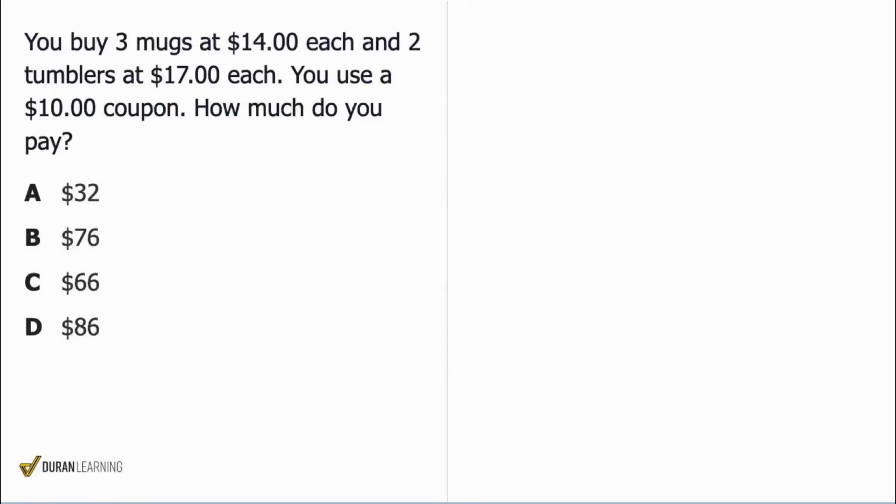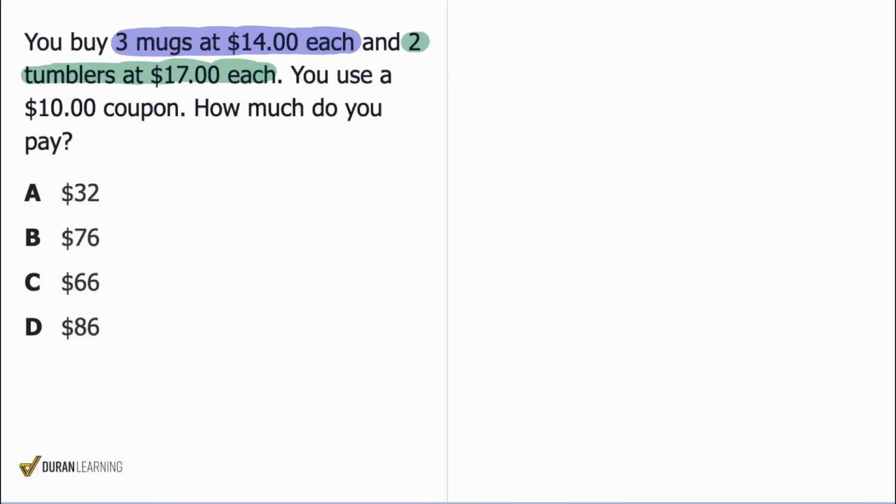Everybody, question on the use of the word each. How are we going to use that here? Are we going to multiply or divide? If we're trying to get to the grand total for spending, yeah, we're trying to multiply here. Let's go ahead and highlight some of these important details. Right here, we have 3 mugs, $14 each. And then in the next breath here, we have 2 tumblers at $17 each.